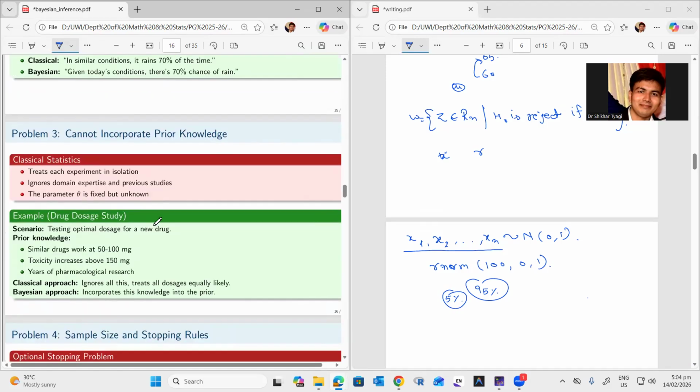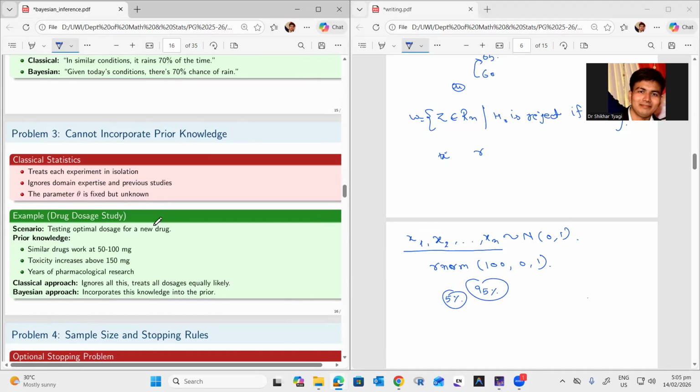All right. The second thing is that the problem in classical estimation theory is that it cannot incorporate prior knowledge. Classical statistics treats each experiment in isolation and ignores domain expertise and previous studies. All right, and the parameter theta is fixed but unknown. For example, here we are going to take the example of drug dosage studies. So we take the scenario of testing the optimal dosage of a new drug.